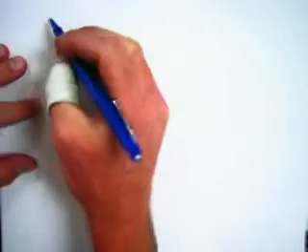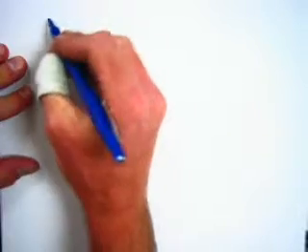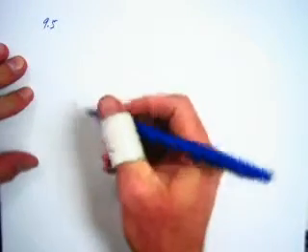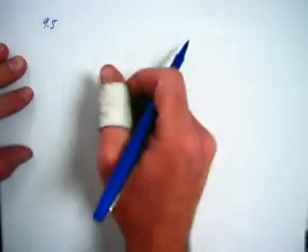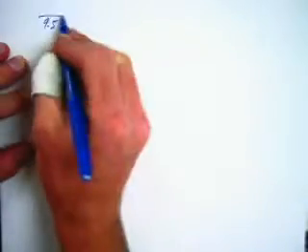Hey, regular class. We're going to do some solving quadratic equations by factoring. This is section 9.5 in your book. I want you to watch this video. I'll show you some examples and then do some on your own. That's your homework for this evening or for the weekend. So we're looking at section 9.5.